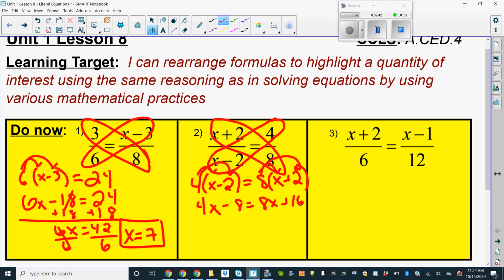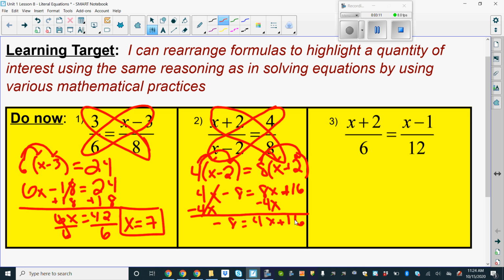We have variables on both sides. Whenever you have variables on both sides, you want to move them together first. So I'm going to move the 4x over to the 8x, and I'm going to do that by subtracting 4x because I need to use the inverse operation since it's on the opposite side of the equal sign. So when I subtract, I have negative 8 equals 4x plus 16. Now I look for the variable. The variable is over here.